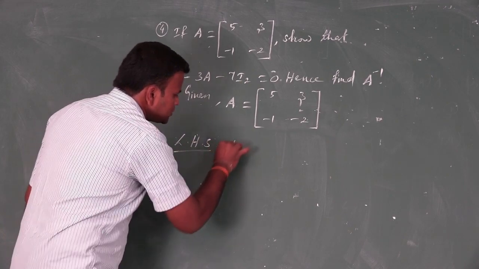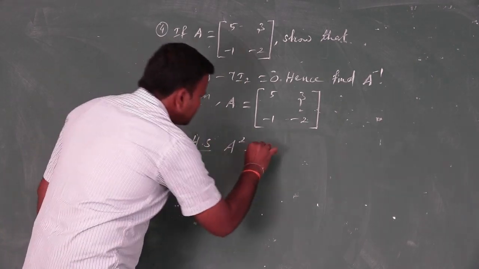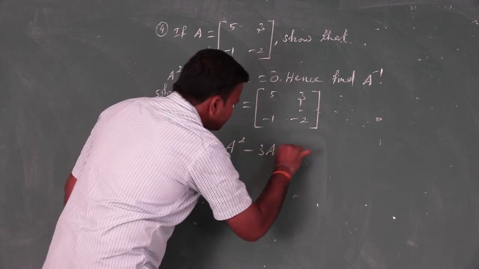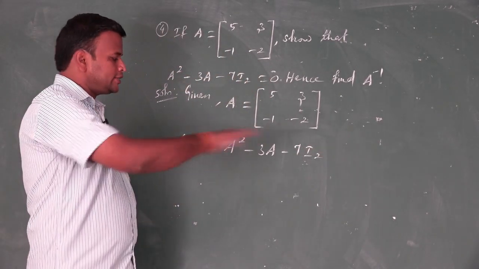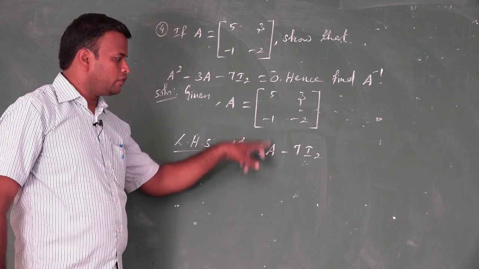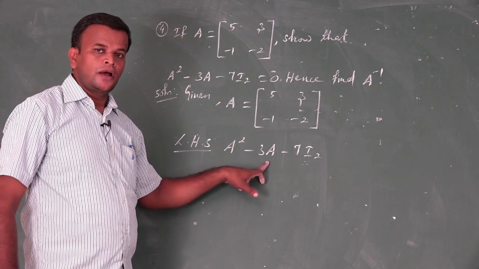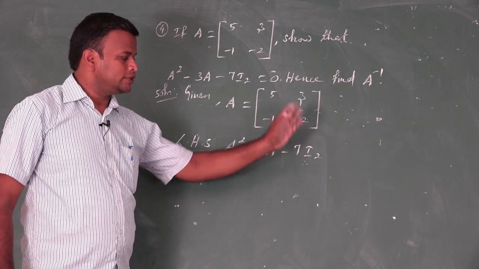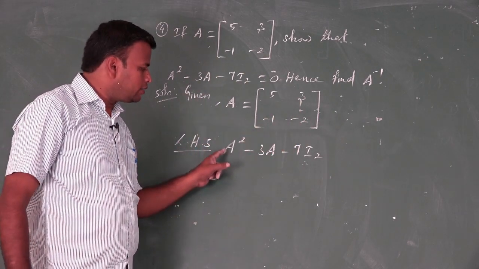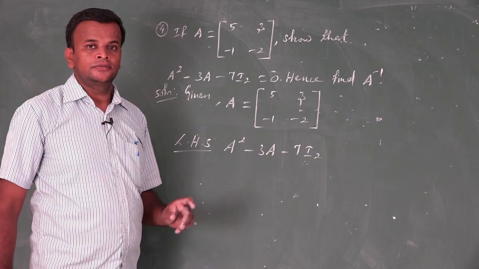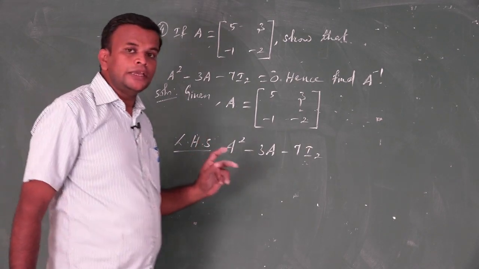What is the value of the LHS? A square minus 3A minus 7I2. In the LHS, we already have the value of A, it's the given matrix. And you know the value of I2: 1, 0, 0, 1. So the first step is to find the value of the matrix A square.